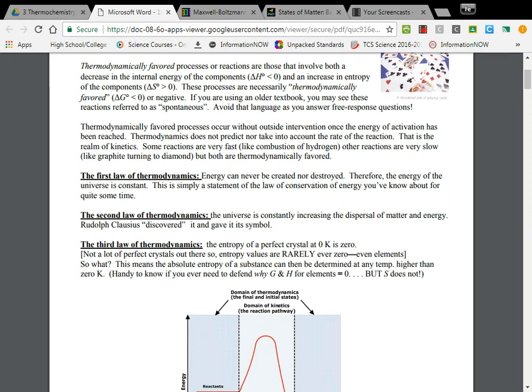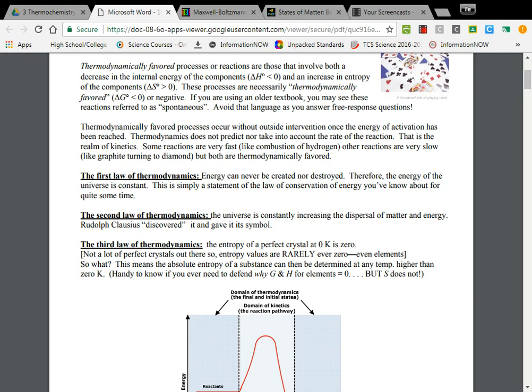Now let's look at the third law of thermodynamics. The third law says that the entropy of a perfect crystal at 0 Kelvin is 0. 0 Kelvin is absolute zero. Some pretty crazy things happen when you have absolute zero. The molecules that are moving around, they actually stop. They no longer have motion. Even solids have a little bit of vibrational motion. But at 0 Kelvin, all motion stops of those molecules.